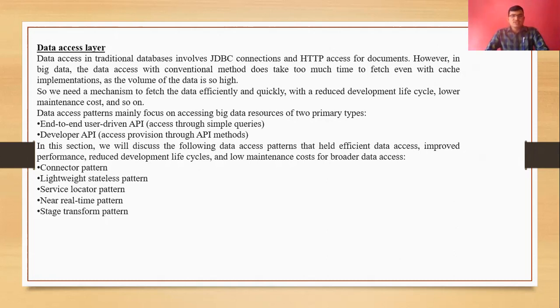So we need a mechanism to fetch the data efficiently and quickly with a reduced development life cycle, lower maintenance cost and so on. Data access patterns mainly focus on accessing big data resources with two primary concepts: end-to-end user-driven API access through simple inquiries, and developer API access through API methods. We will discuss the following data access patterns that provide efficient data access, improved performance, reduced development lifecycle, and low maintenance cost.